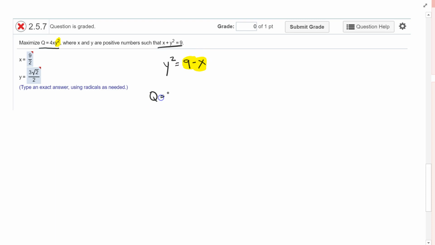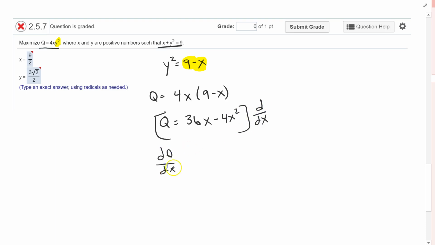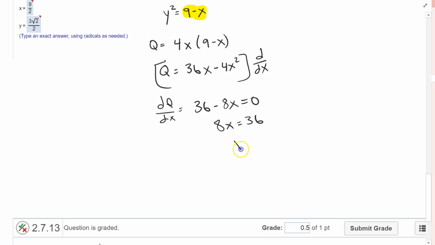And then Q would end up being 4 times x times 9 minus x. So Q would be 4 times 9, which is 36x minus 4x squared. Take the derivative with respect to x. It is 36 minus 8x. Set that equal to 0. 8x equals 36, so 36 divided by 8. So then x is 9 over 2.